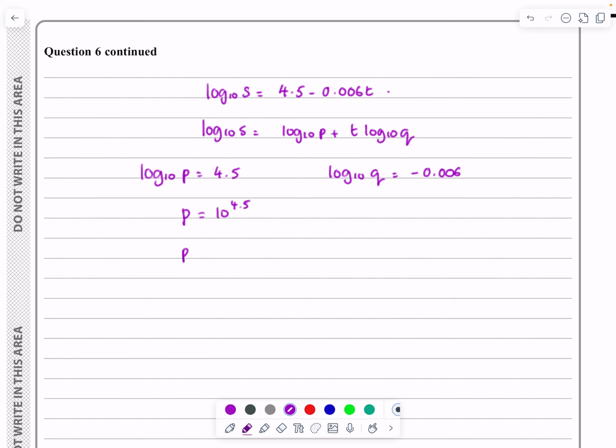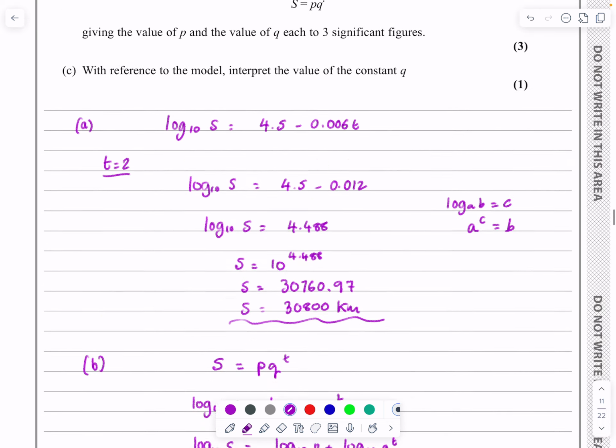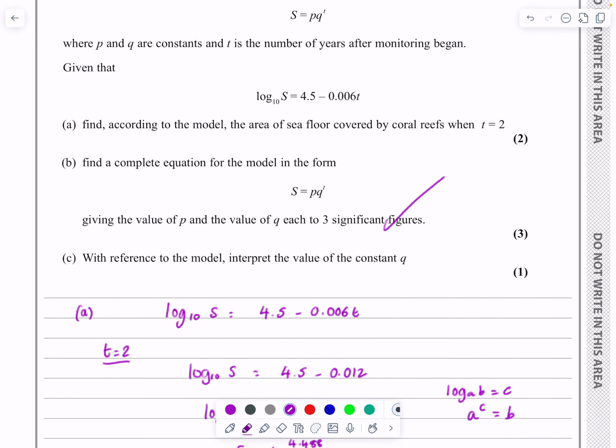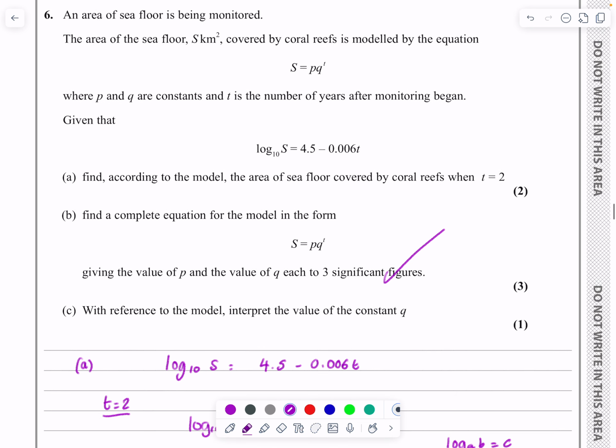Let's finish that off. That's going to give me P equals 31622.8, and again, I think in the question it said 3 significant figures for these parts, so that would be that one there, and following exactly the same idea, Q is going to be 10 to the minus 0.006, so Q is going to be 0.9863, or in other words 0.986. Both of those two answers, if we go back and check the question, they wanted both of those two to three significant figures.